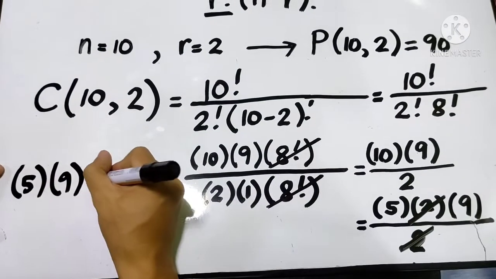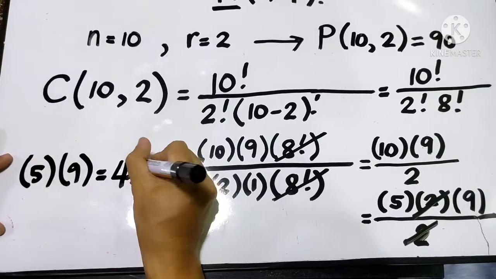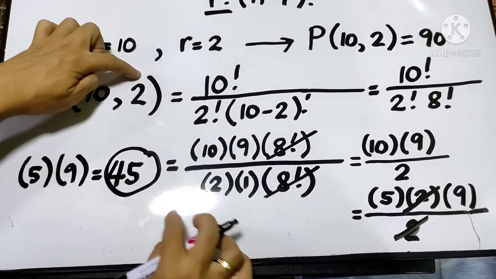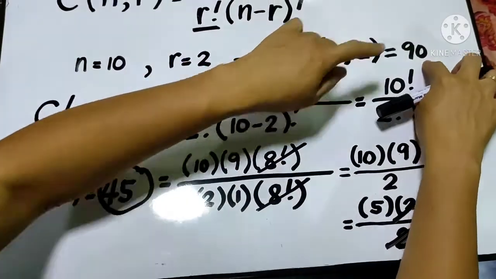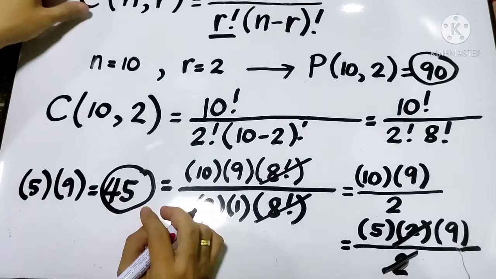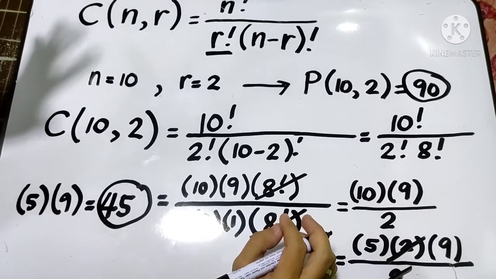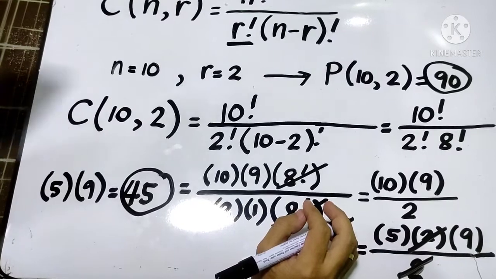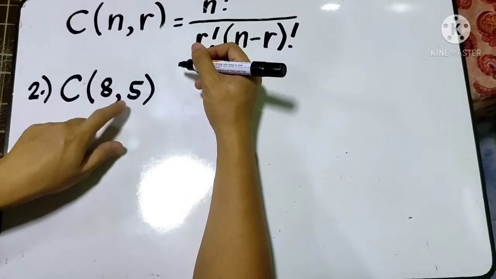And what is 5 times 9? 5 times 9 is 45. So the combination of 10 taken 2 is 45. The permutation of 10 taken 2 is 90. So this is what I'm trying to tell you guys. That in combination, granted that you are given the same numbers for n and r, combination would always have a smaller result than permutation.